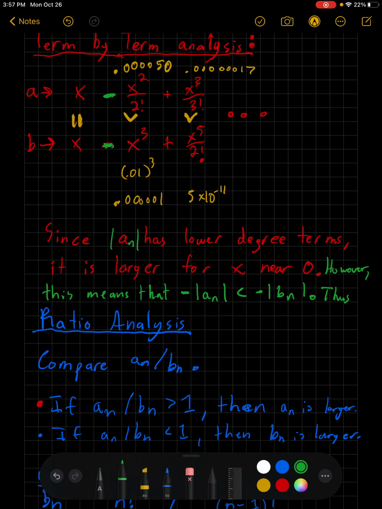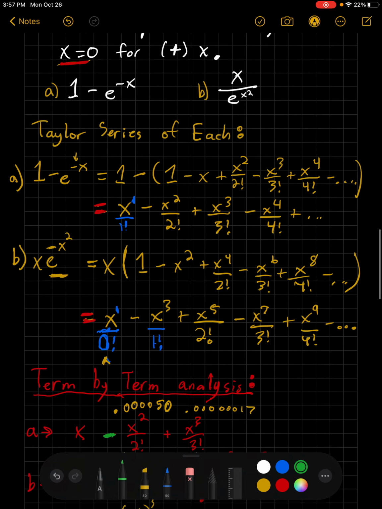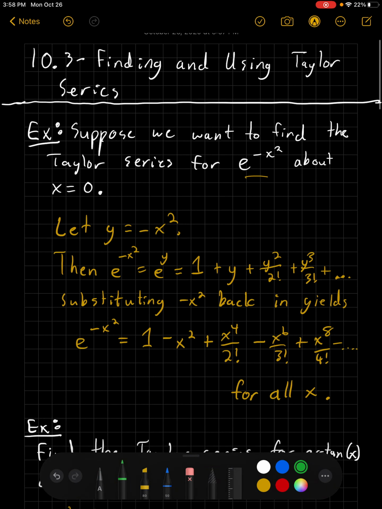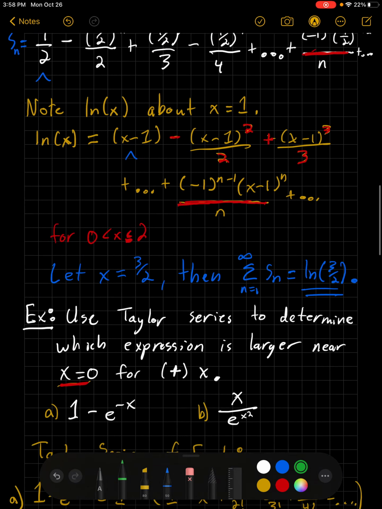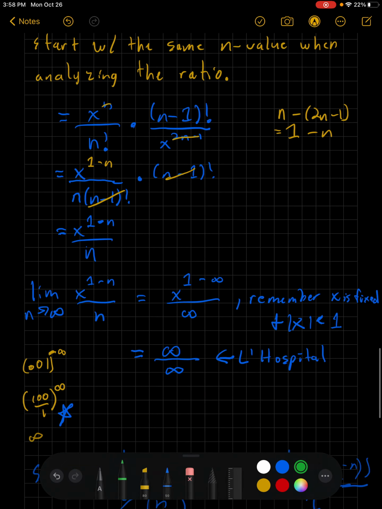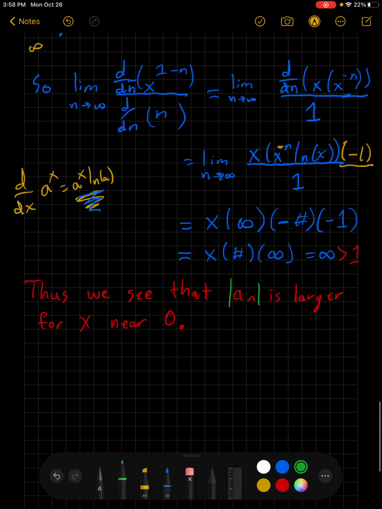the result of this is that thus b sub n, our b series, we'll say the actual name, what was our b series? Our b series was, I lost track of all my work, x over e to the x squared. Thus x e to the negative x squared is larger for x near 0. So we have to tweak that. And then let's go to the ratio analysis. So at this point we worked all the way through it. Again, all the work is correct.